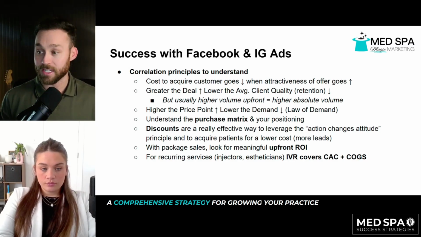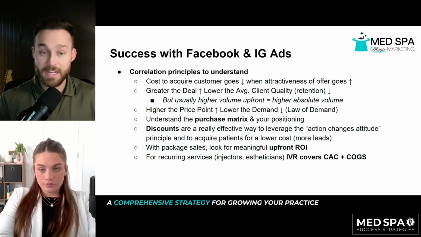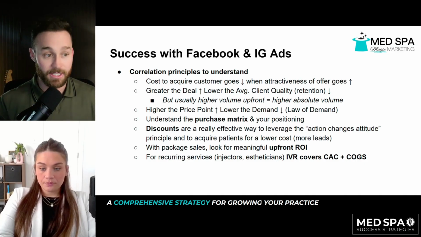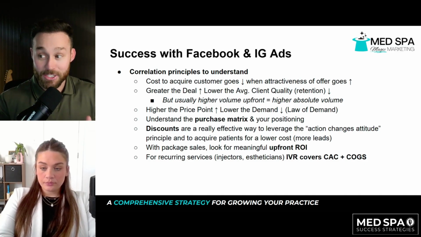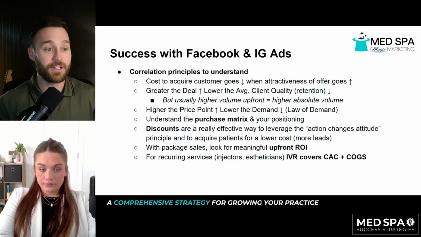The purchase matrix, again, is reputation, convenience, and price. Those are the 3 buckets that impact the purchase decision. And you really want to understand how you stack up against your top competitors on those 3 buckets of factors.